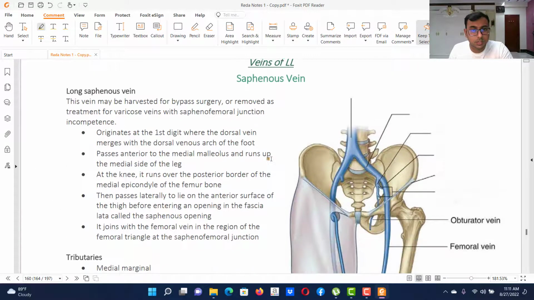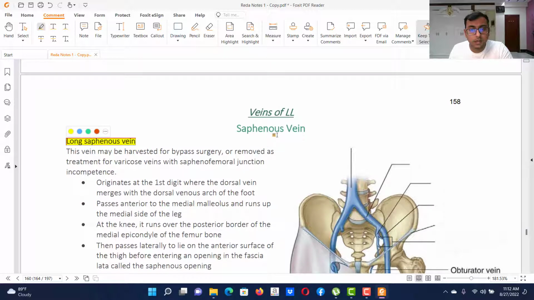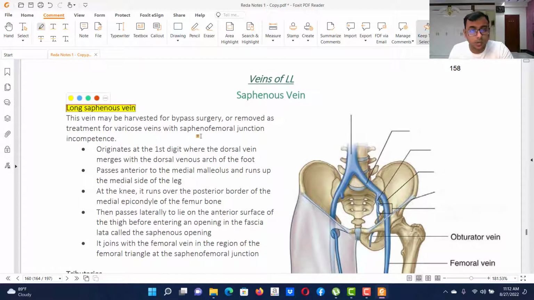So these are all of the questions. And now the veins. Small saphenous vein. Without knowing the superficial veins of the lower limb, don't go for the exam, because you will fall in danger if you don't know the full venous alignment.